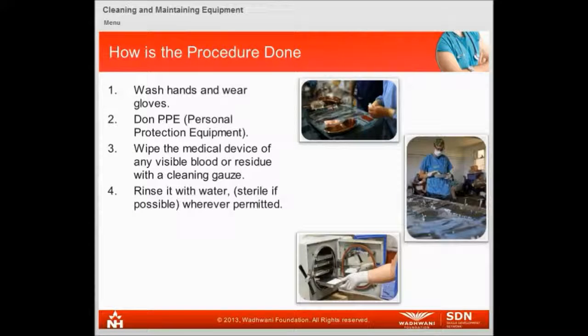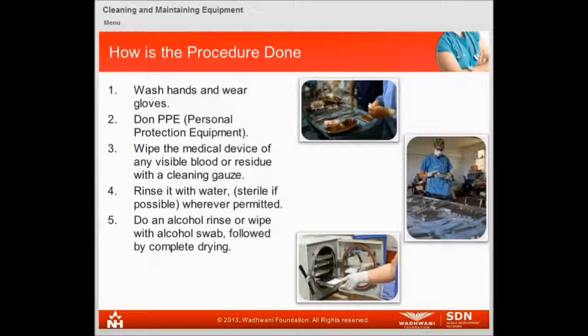4. Rinse it with water, sterile if possible, wherever permitted. 5. Do an alcohol rinse or wipe with alcohol swab, followed by complete drying. 6. Follow with sterilization, autoclaving, chemical, or radiation sterilization. Now let us see a demonstration on cleaning and maintaining medical equipment.